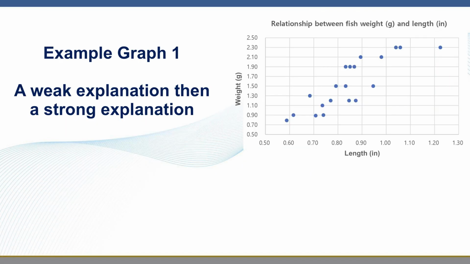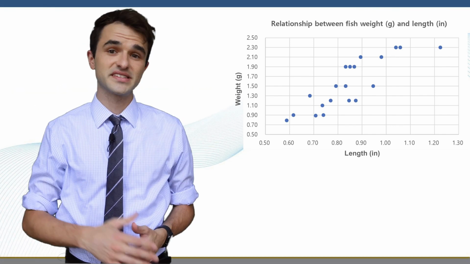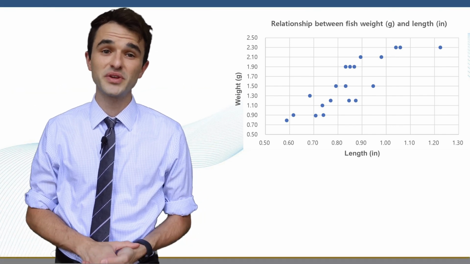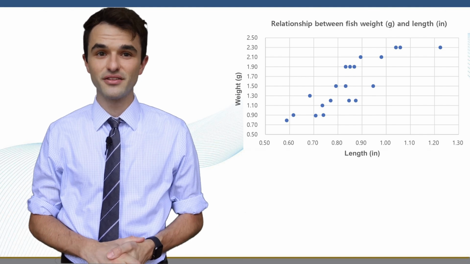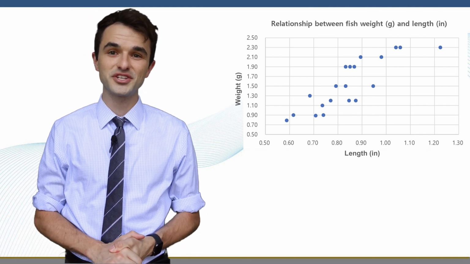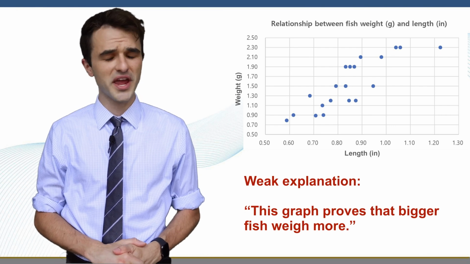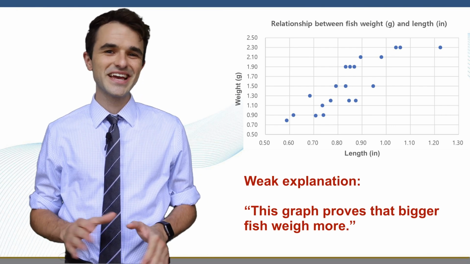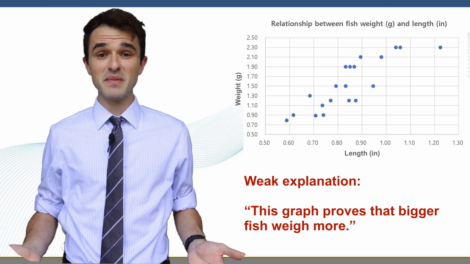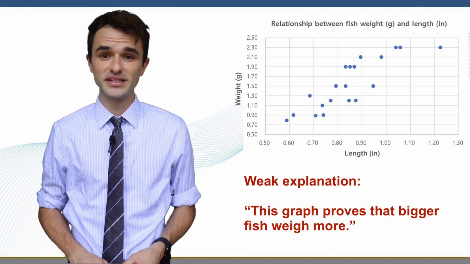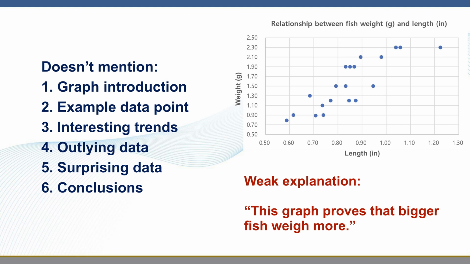Example graph 1. A weak explanation, then a strong explanation. For this example graph, we can see the relationship between fish weight and fish length. Here is a weak explanation of this graph. This graph proves that bigger fish weigh more. This explanation is weak because it doesn't mention any of our 6 key points: a graph introduction, an example data point, interesting trends, outlying data, surprising data, or conclusions.